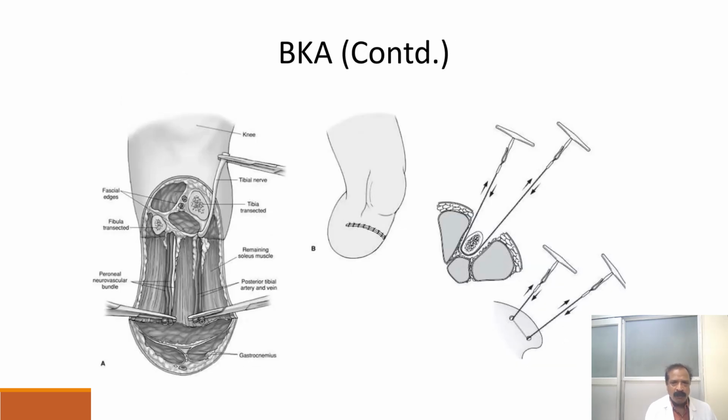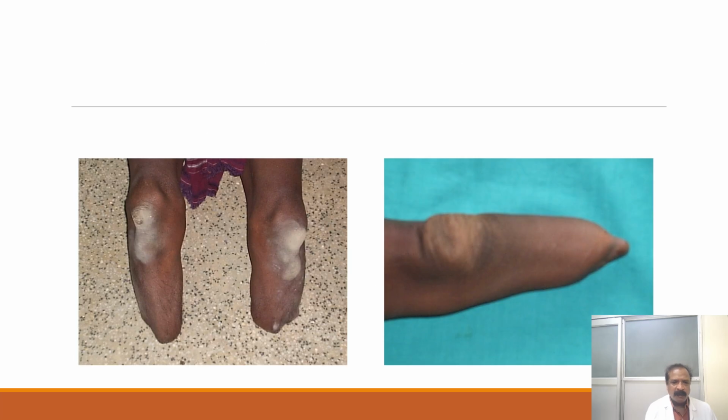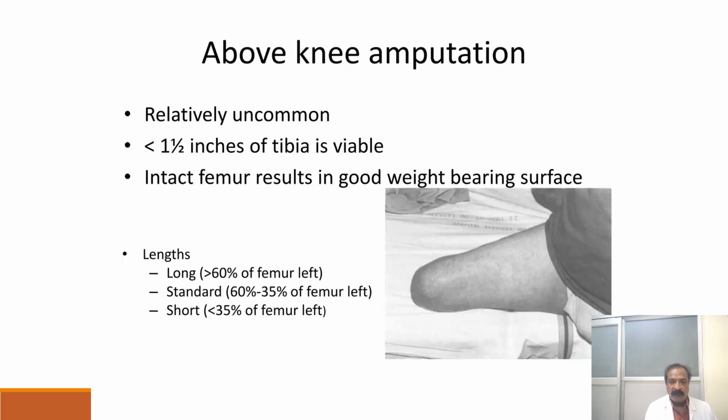A Gigli saw can be used to cut the bone. Skew flap is another technique which causes less pressure on the stump. These are the stumps. You can see this person has a stump, but no doubt there are some bony projections here. Here also bone is growing a little bit, which will cause a painful prosthesis.